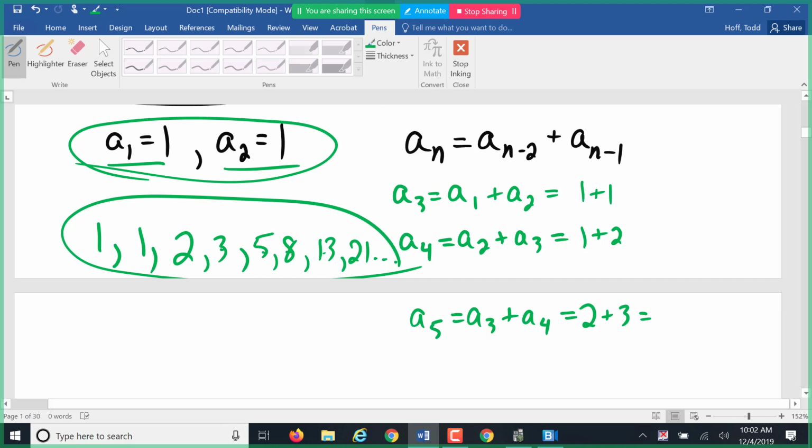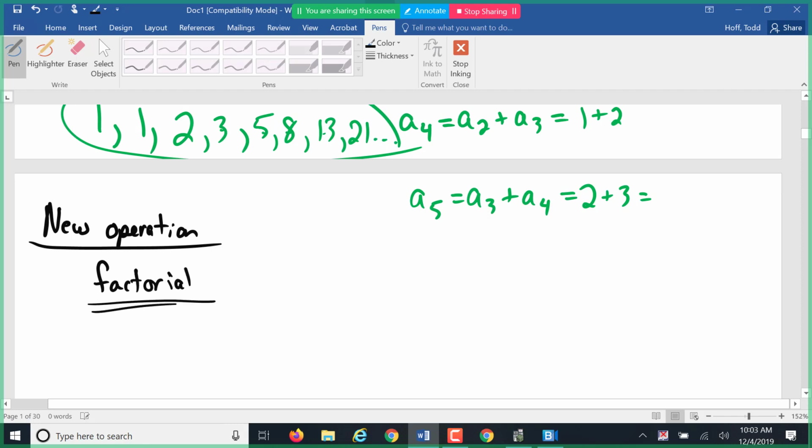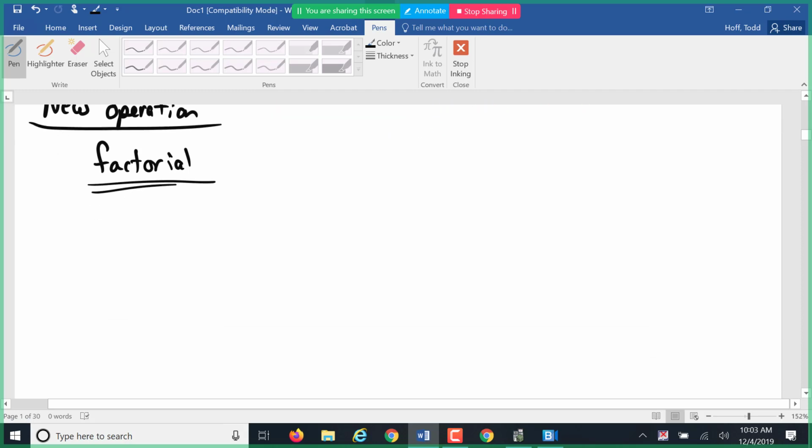Now, as we're talking about our sequences, we need to define another operation. And this is one that many of you have probably seen before. But this operation is a factorial. It is denoted with an exclamation point. What it means, n factorial, means that it's n times n minus 1 times n minus 2 all the way down to times 1.